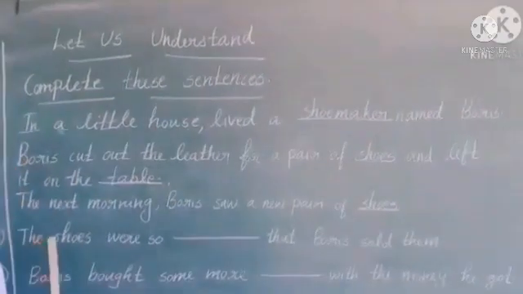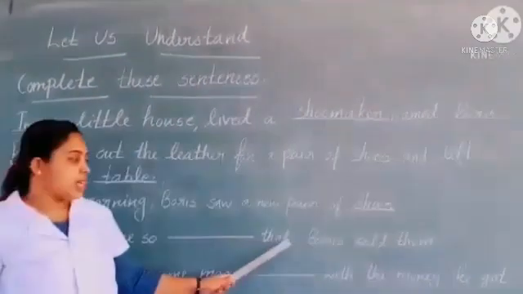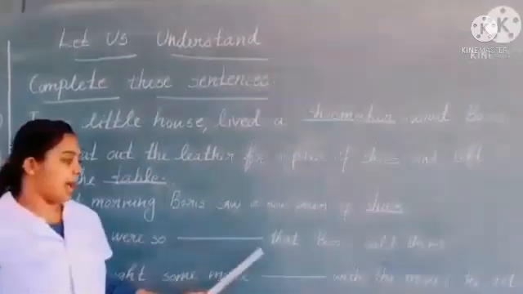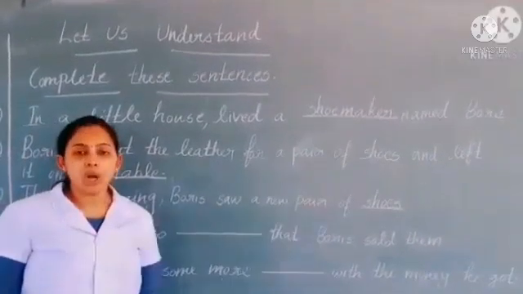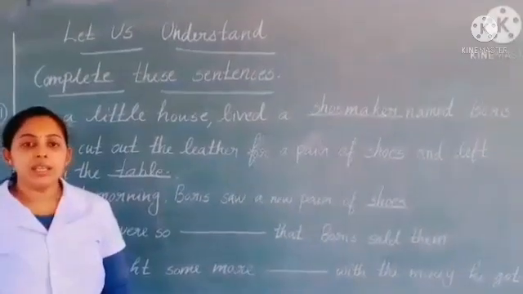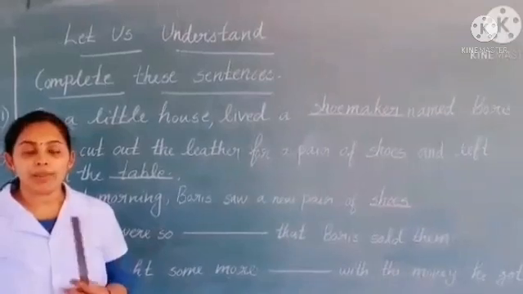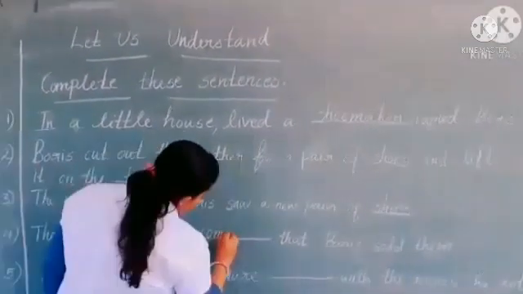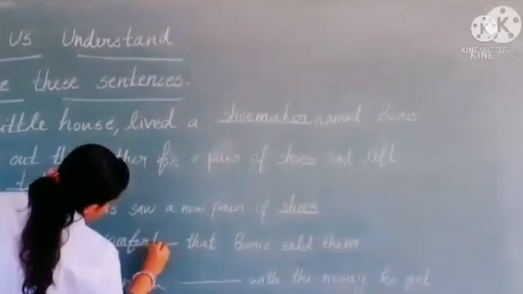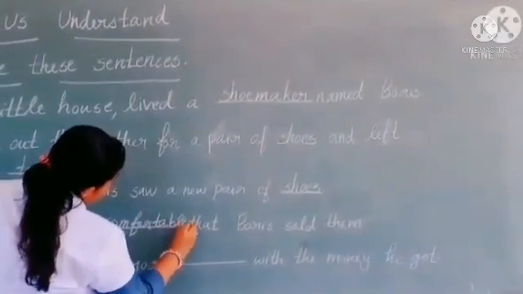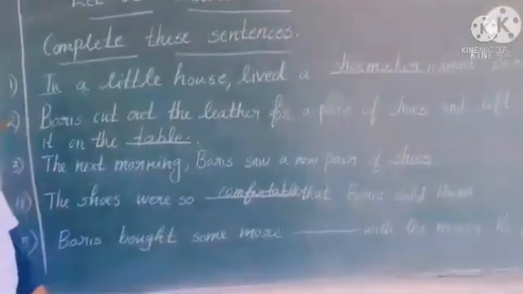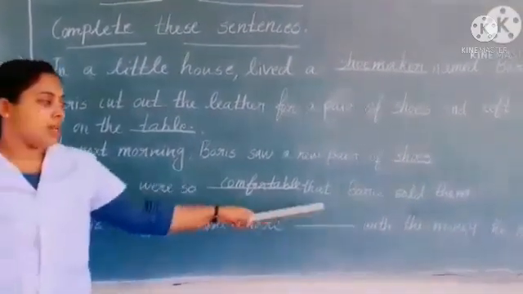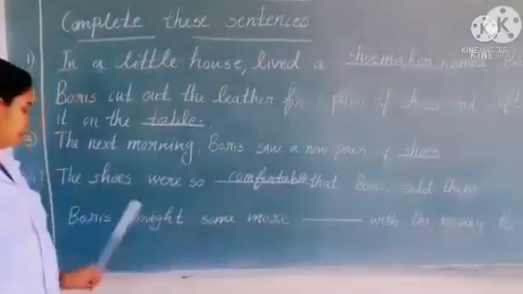And fourth one, the shoes were so dash that Boris sold them. The shoes were so what? Yes, it is easy to wear. It is a new word. Yes, comfortable. So it was comfortable that Boris sold them.